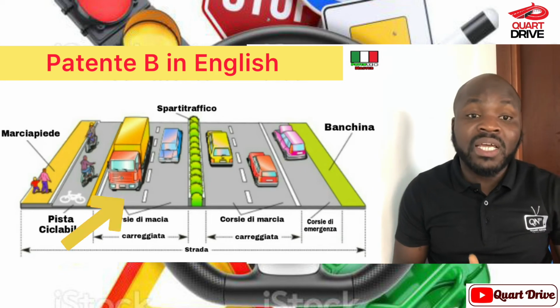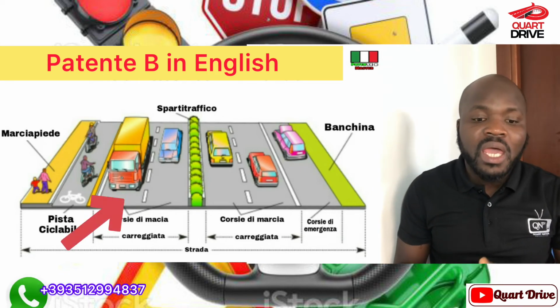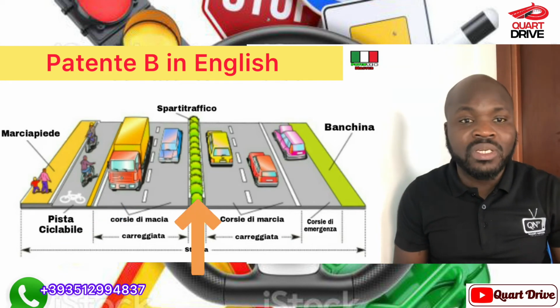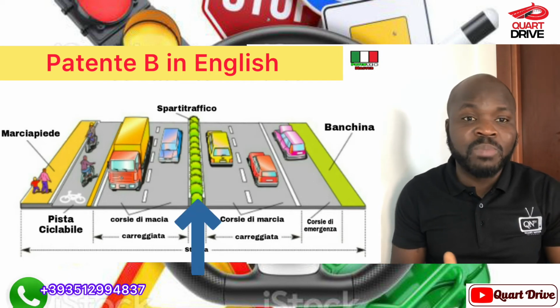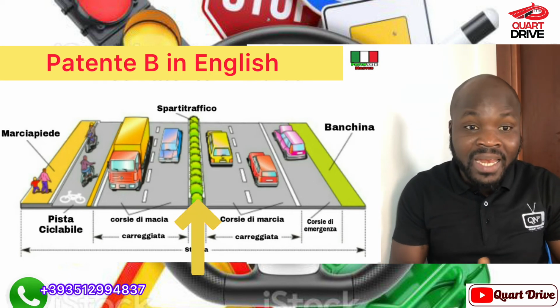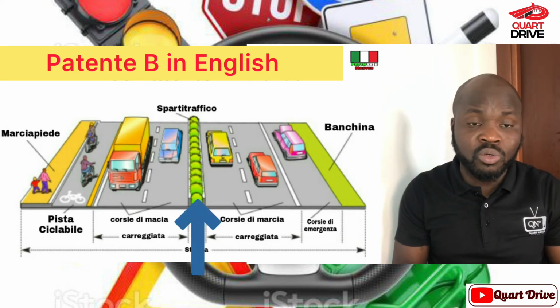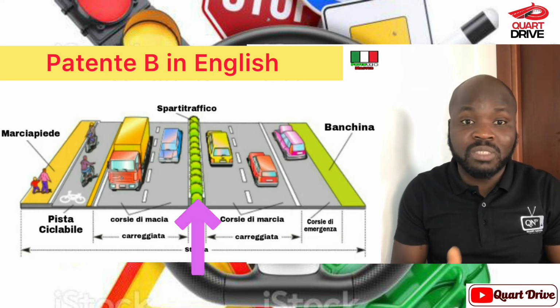We have the Consiglio di Marcia. That is where you can be driving your car freely on the road. And we have Spazio Traffico. You know, on the road, we have some roads that are 2 lanes, and the other side is also 2 lanes. And mostly it's divided with a strip in the middle. That is where they normally plant small flowers to decorate the road. That is called the Spazio Traffico.